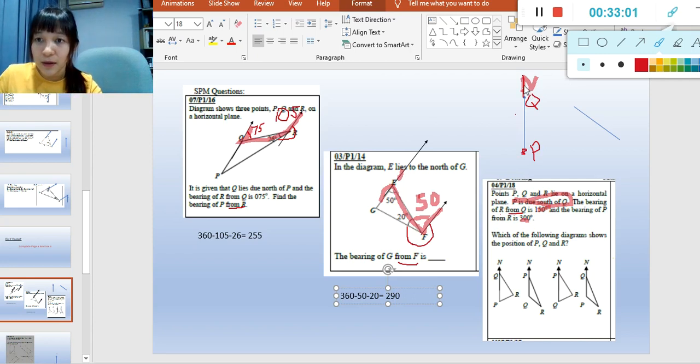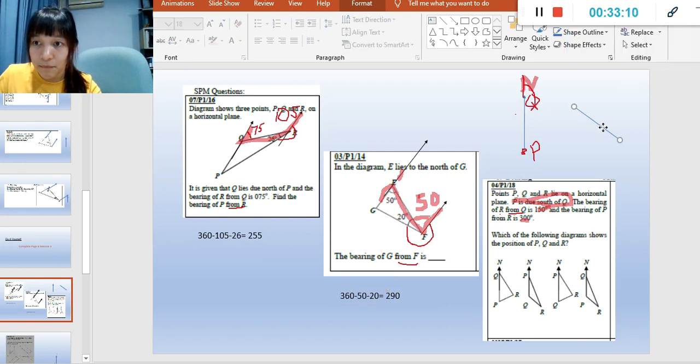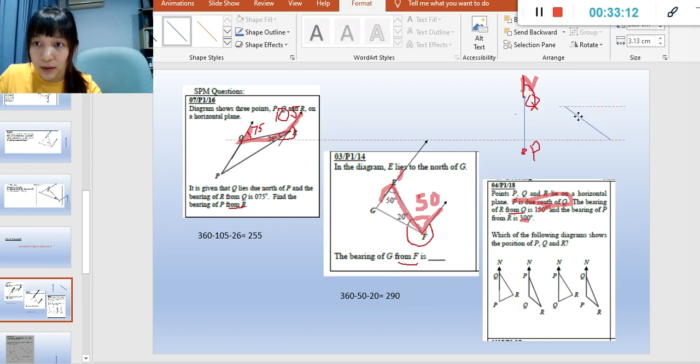Same thing from 0 degree until maybe somewhere here. So this is your line. This is the line, 150 here, because they didn't ask you to draw, they asked you to identify which is the answer only. 150, let's say it's somewhere here.